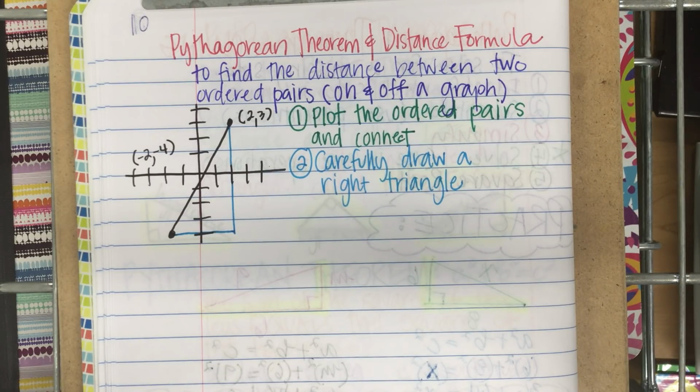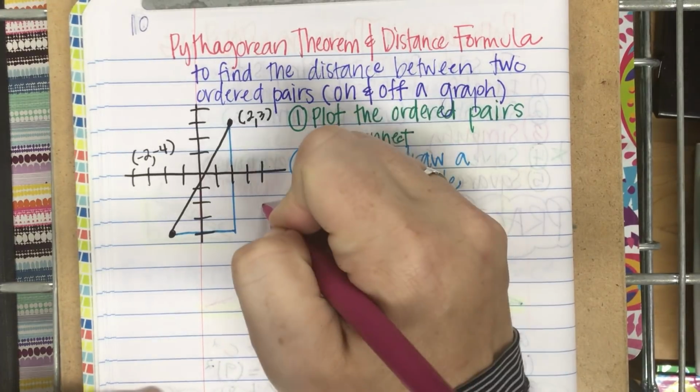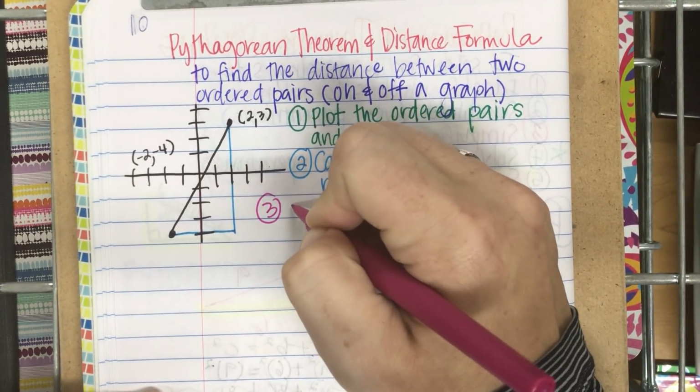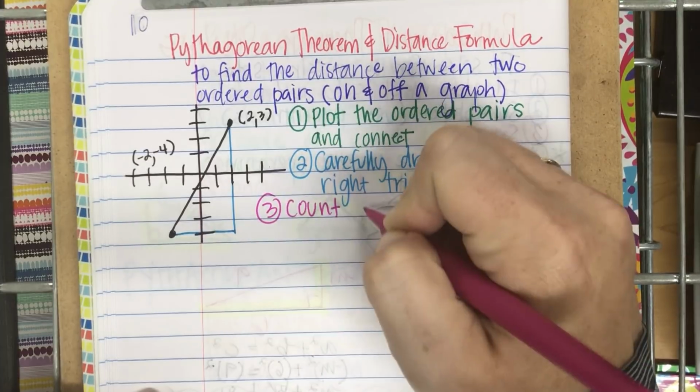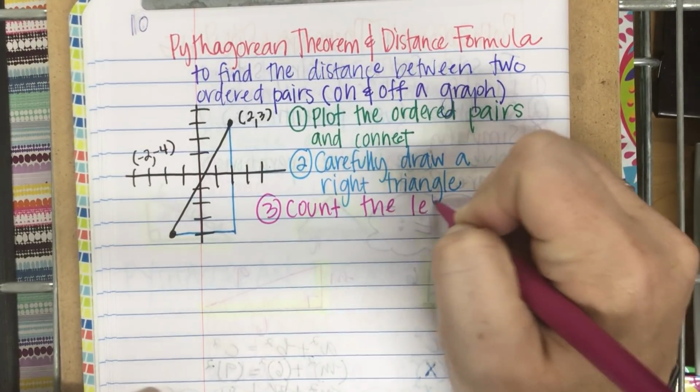So we carefully draw the right triangle. Step number 3 is we are going to count the leg lengths.